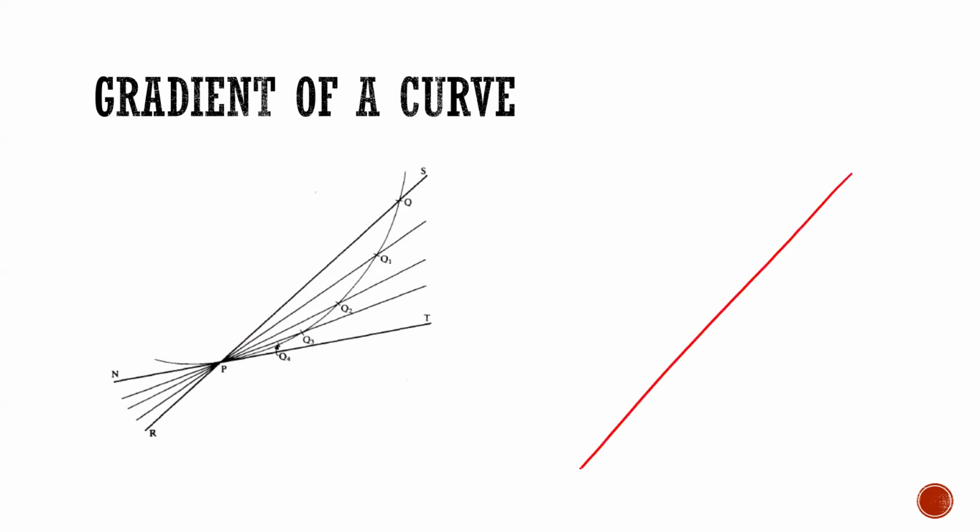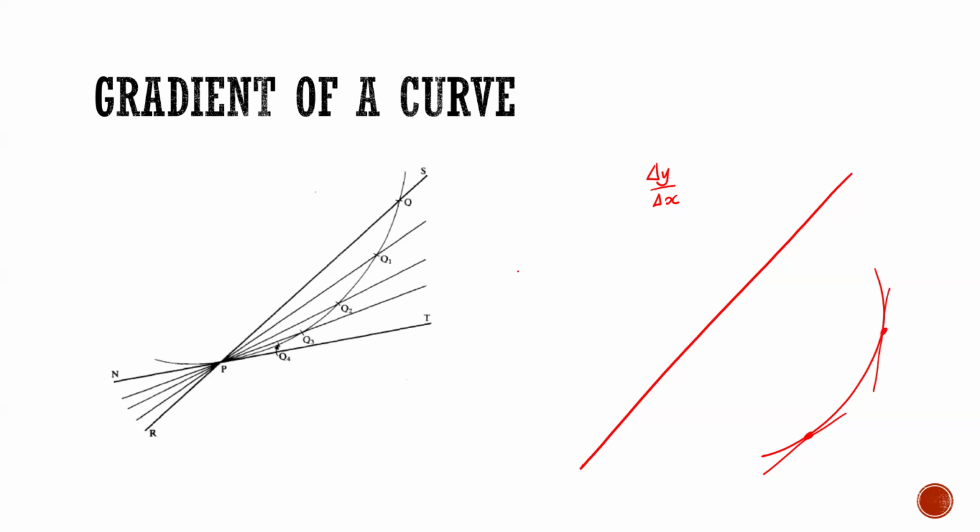Now we know that for a straight line, the gradient is the same at all points and given by the change in y divided by the change in x. However, for a curve, its gradient varies at all points, and the gradient at a particular point on a curve is equated to the gradient of the tangent to the curve at that point. So if I had a curve here, the gradient at this point would be the gradient of the tangent at that point, so the gradient of that line.